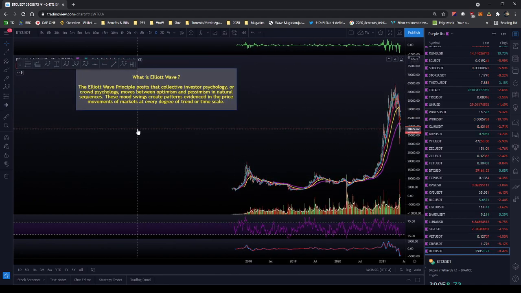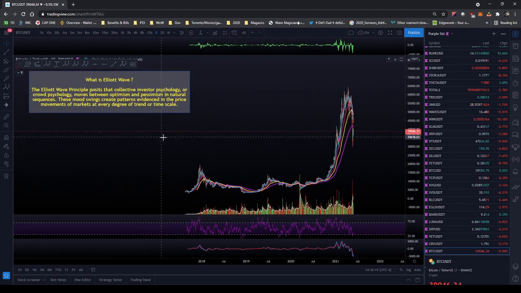Oh, I wrote this down. What is Elliott Wave? Elliott Wave principle. I think I made a typo here. Anyway, you can read it.